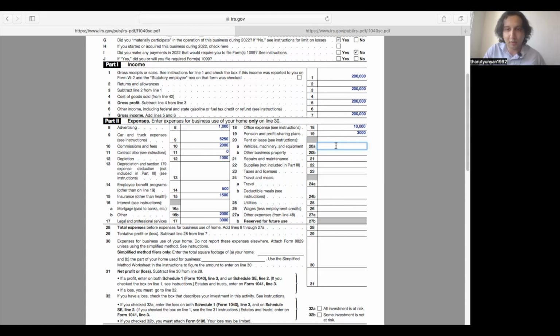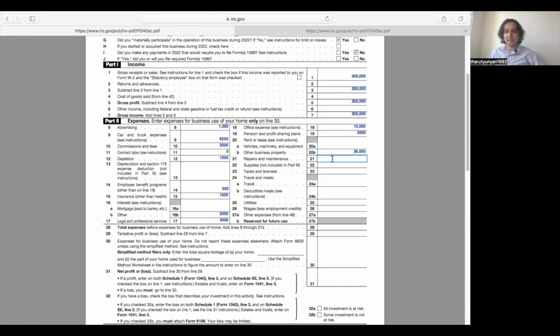Or other business property, right? So this is where you would put the rent of the space itself. Here we can say, and this probably will be the highest expense in this case, let's say she's paying $3,000 a month, so total of $36,000.